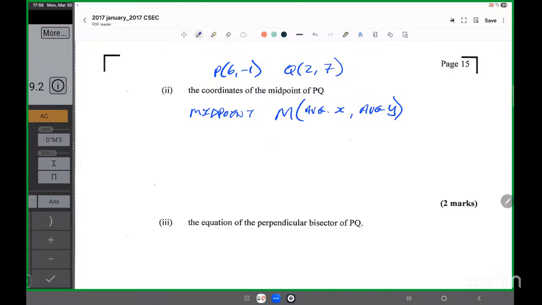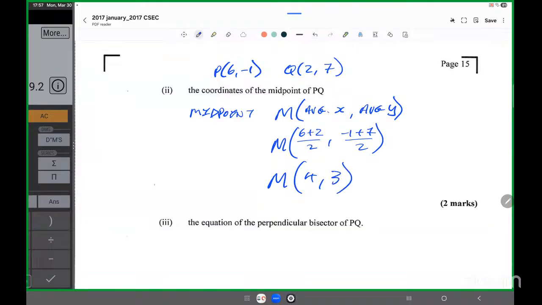All right? So it becomes average these two X values first. That's 6 and 2. You average them. And you average these two Y values. That's negative 1 and 7. You average them. Midpoints are average point. 8 over 2 is 4. This is 7 minus 1 is 6. 6 over 2 is 3. So the midpoint is 4, 3.